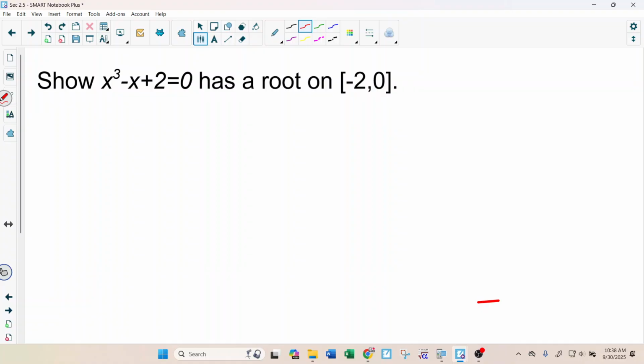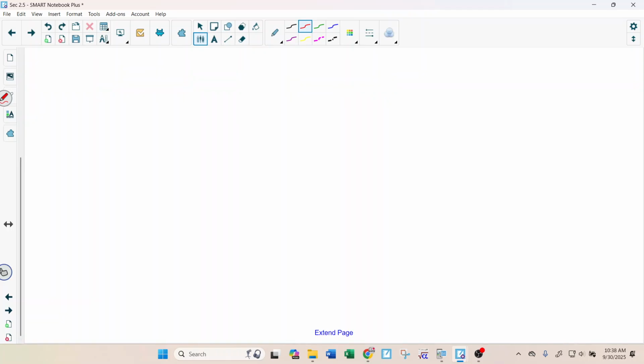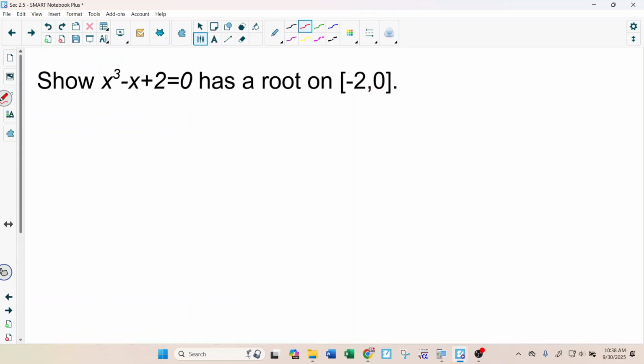Because it has to be. What's that? It has to be. To use intermediate value theorem, you're right, it has to be. But what type of function is this? X cubed minus x plus 2. Isn't that a polynomial?